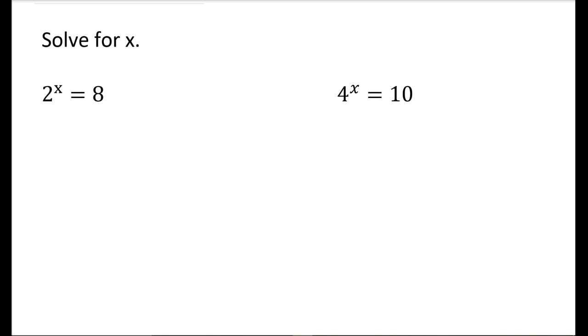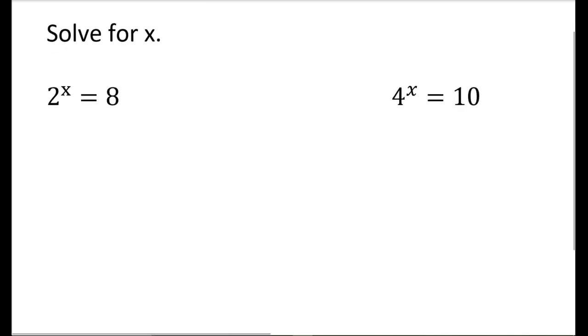So the only way that we can get rid of the 2 in order to get x by itself is to do the logarithm. So what we're gonna do is we know that the base is 2. So this is my base. So what we're gonna do is we're gonna take the log base 2 on both sides. So we take the log base 2 of both sides.